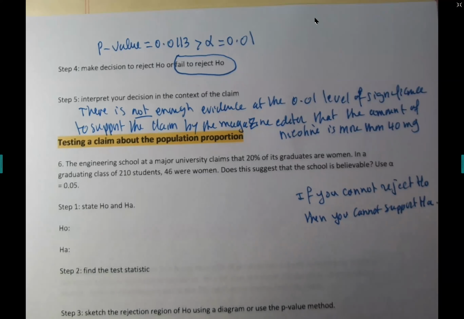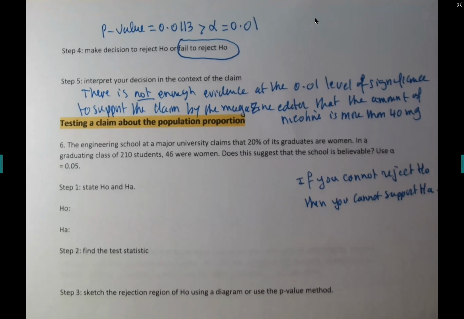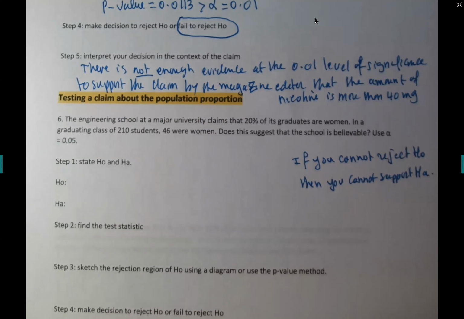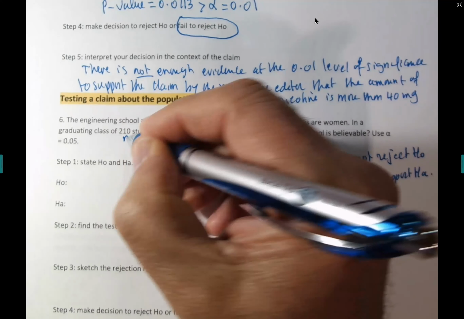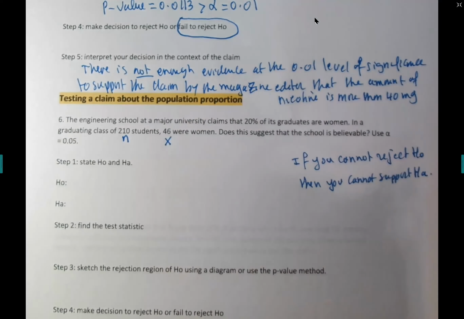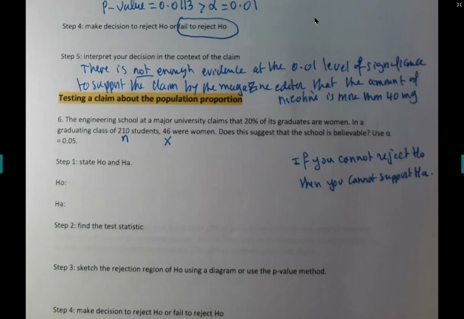All right. Now, testing a claim about the population proportion. I ended my class yesterday with one example on the population proportion, and let's do more today. You guys are going to see the same 5 steps, so you'll become more and more familiar with the concept as we do more problems. The engineering school at a major university claims that 20% of its graduates are women. In a graduating class of 210 students, that's N, 46 were women, that's X. Does this suggest that the school's claim is believable? Use alpha equals 0.05.